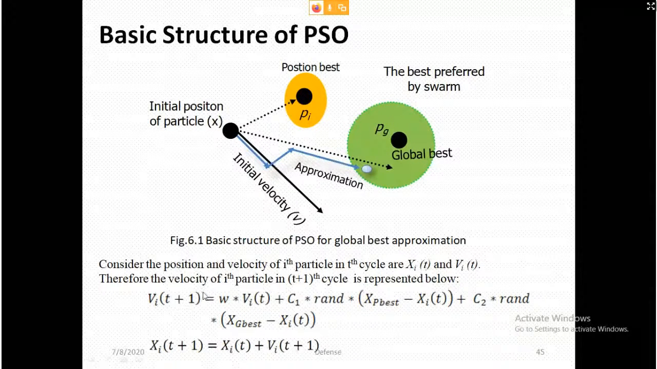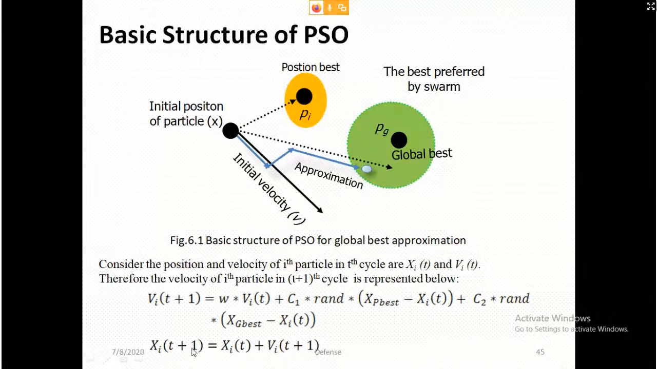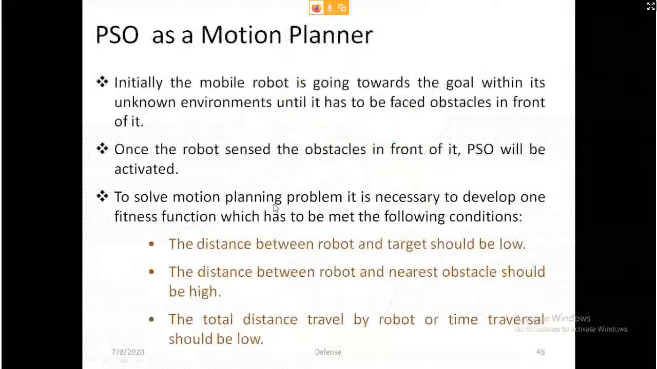V(t+1), I mean the next position shift, will be this one, and according to this position shift, the position will be changed: X(t+1) is equal to X(t) plus V(t+1). So for the (t+1)th iteration, the particle should go to this position, right? Hope it is clear. So this is the mathematical equation of particle swarm optimization.